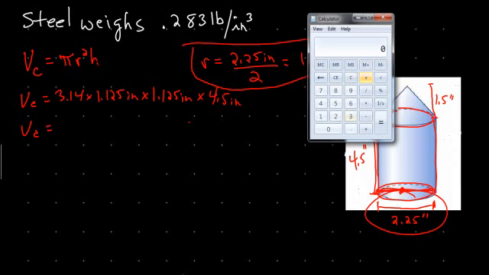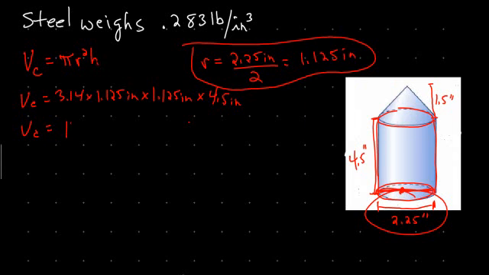So volume of the cylinder equals, on the calculator, clear it all out, we got 3.14 times 1.125 times 1.125 times 4.5, and we get the total volume is 17.883. Now I want to round there: 17.883 cubic inches.